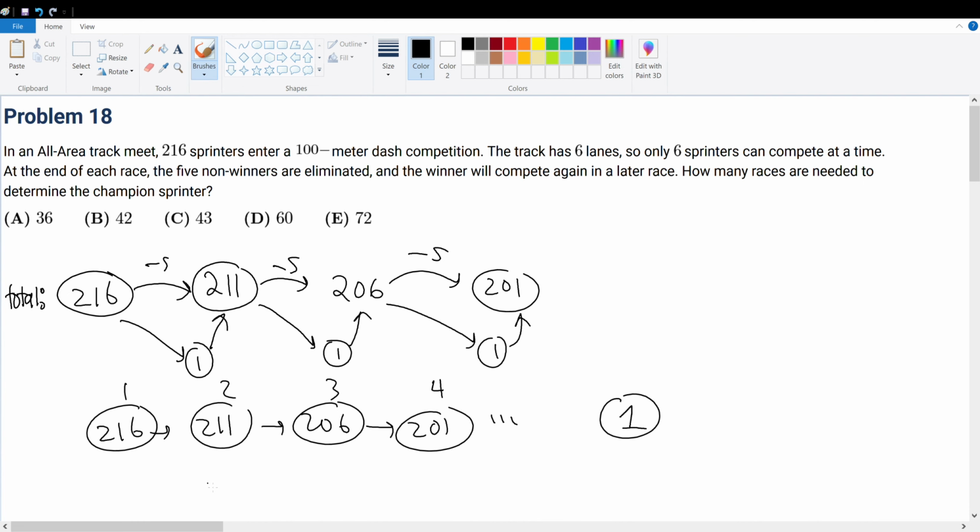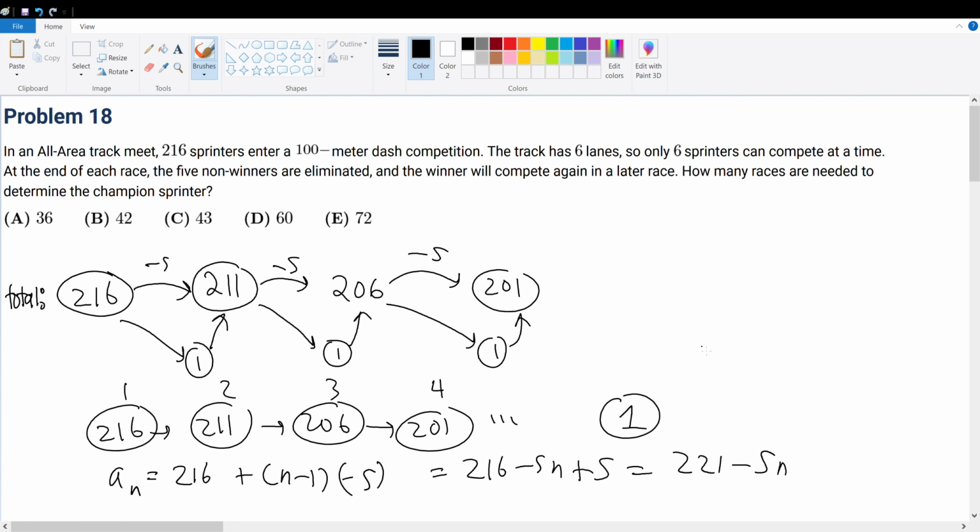So that means we have 216 plus n minus 1 times -5 will give us the nth term, which is the term number that represents the number of people I have to choose from. So that is equal to 216 minus 5n plus 5, which is 221 minus 5n. Now, if you're wondering how I got this, we know that for an arithmetic series, the nth term is equal to the first term plus n minus 1 times the common difference d. That's how I got this, because for every time we go to the right, we subtract 5.